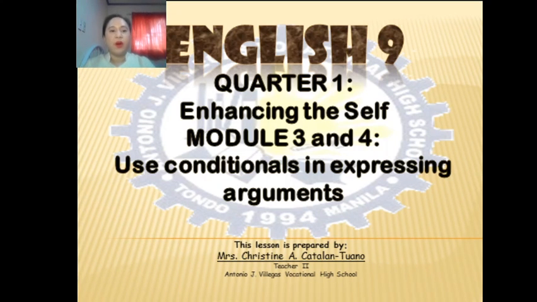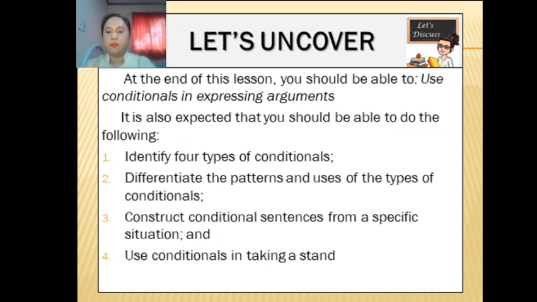We are now done with quarter 1, modules 1 and 2. In modules 1 and 2, we talked about using modals of permission, obligation, and prohibition. Modules 3 and 4 are all about using conditionals in expressing arguments. So at the end of this lesson, you should be able to use conditionals in expressing arguments. It is also expected that you should be able to do the following.